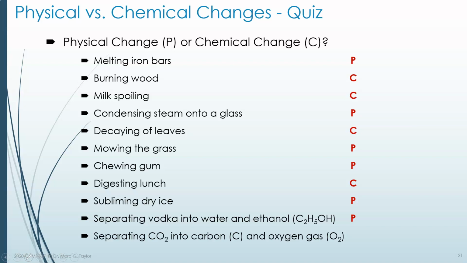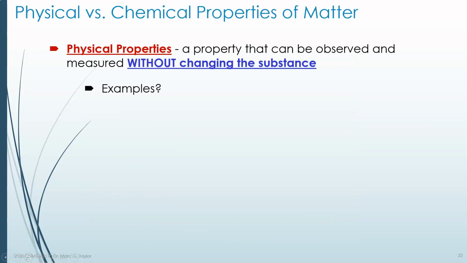So you're taking carbon dioxide, which has one atom of carbon and two atoms of oxygen. That's a single molecule, and you're breaking it up into its components. Well, therefore, you're changing the chemical itself, and that would be a chemical change. Let's look at properties of matter. So we're talking about physical versus chemical properties.